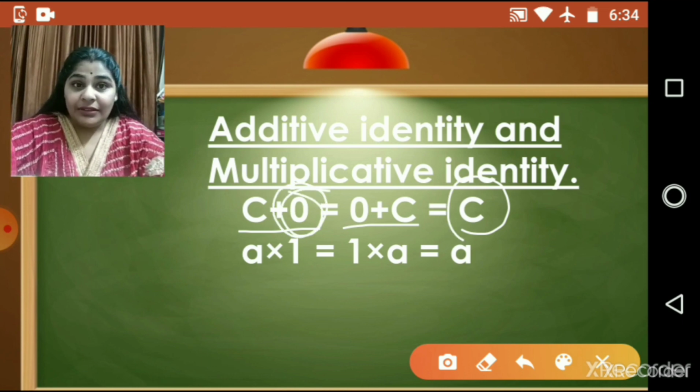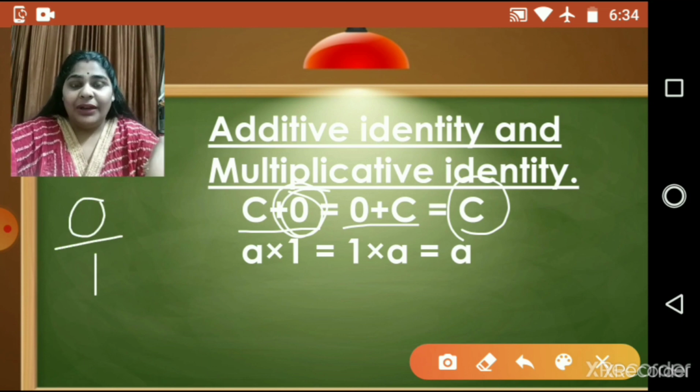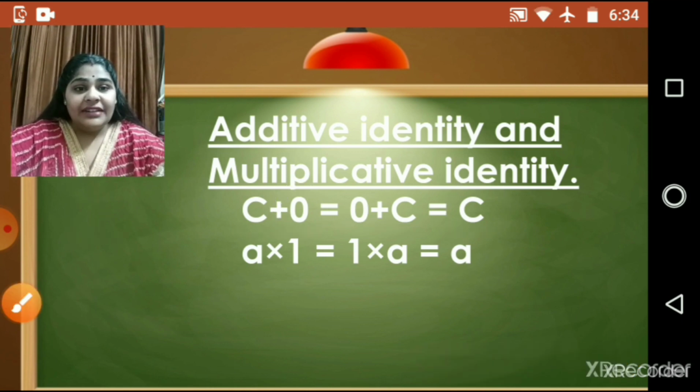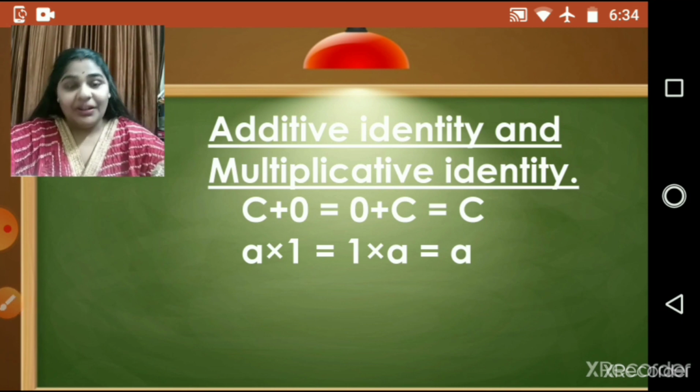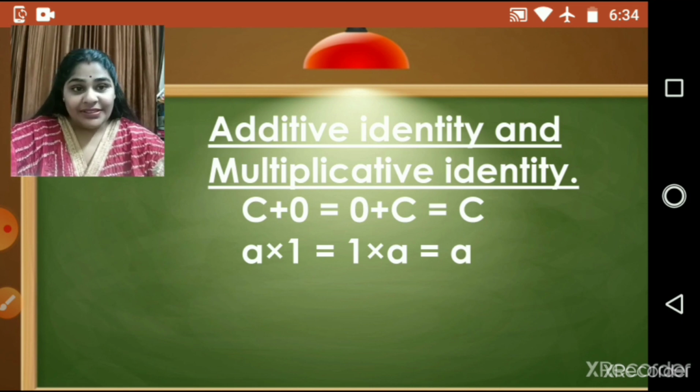Now why am I calling 0 a rational number? Because 0 can be written as 0 upon 1, which is again in the form of P upon Q. This is very important, children, okay? So if I add 0 to any rational number, the answer will be the same rational number. Hence 0 is known as the additive identity of rational numbers.